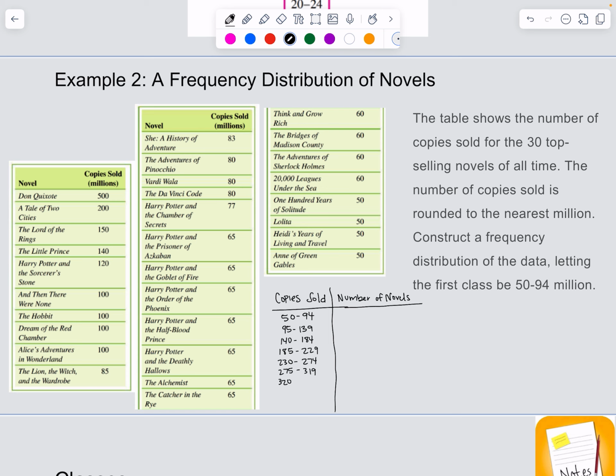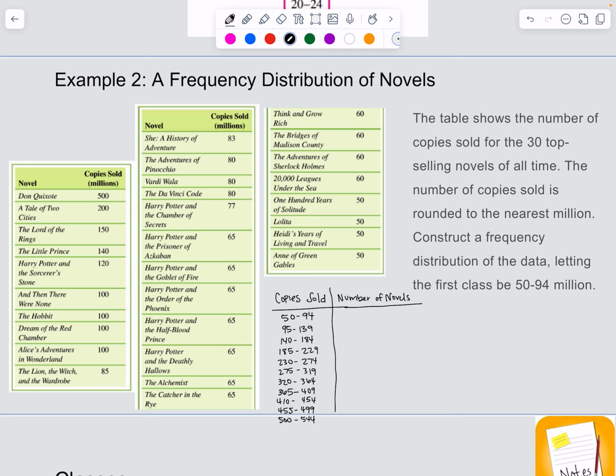320 up to 364, 365 up to 409, 410 up to 454, 455, we're getting so close, up to 499. And then we have to make one whole new class for the last one, because there is one that's 500. So 500 to 544.